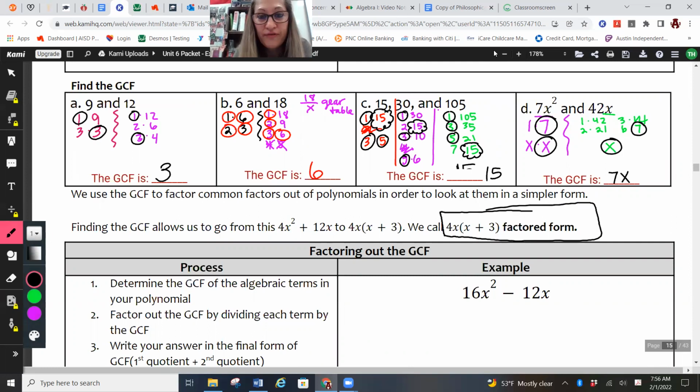Okay, so this is called factored form. This is simplified. This is simplified form. This is factored form. Today, our objective is to factor the simplified form back to what it used to be.